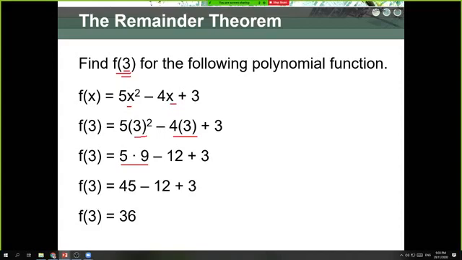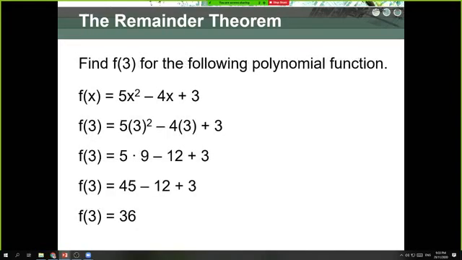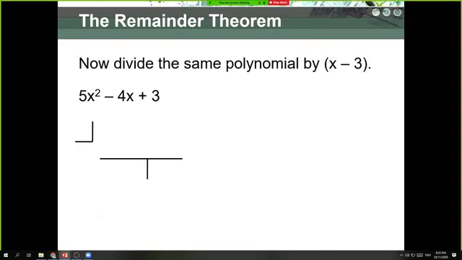Now what if I'm going to be using synthetic division here? We have the same given, 5x squared minus 4x plus 3. But this time, I will divide the polynomial by x minus 3. So I'll be writing 3 there. The opposite of negative 3 is positive 3. The coefficient of x squared is 5, negative 4 for x, and positive 3 for the constant term.